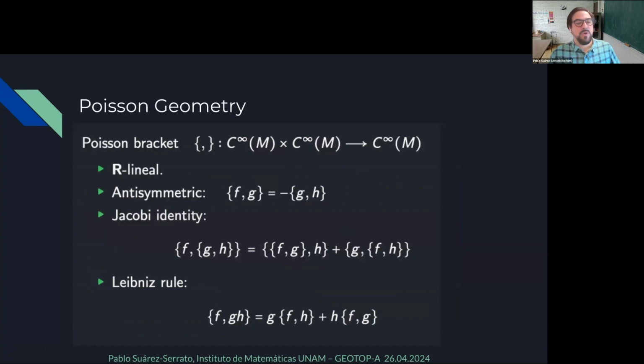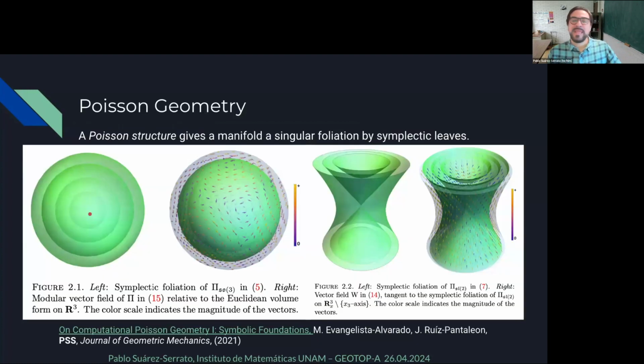Now, a Poisson bracket can be defined using just a product or an operation on the ring of smooth functions in a manifold with the following properties: it's R-linear, antisymmetric, and it satisfies both the Jacobi identity and the Leibniz rule. Geometrically, a Poisson structure gives us a foliation by symplectic leaves that might be singular. For example, in R^3, here we have two examples: the Lie-Poisson structure of SO(3), giving us these spherical concentric leaves that are singular at the origin, and the Lie-Poisson structure of SL(2) that gives us these conics that have the singular point at the origin.